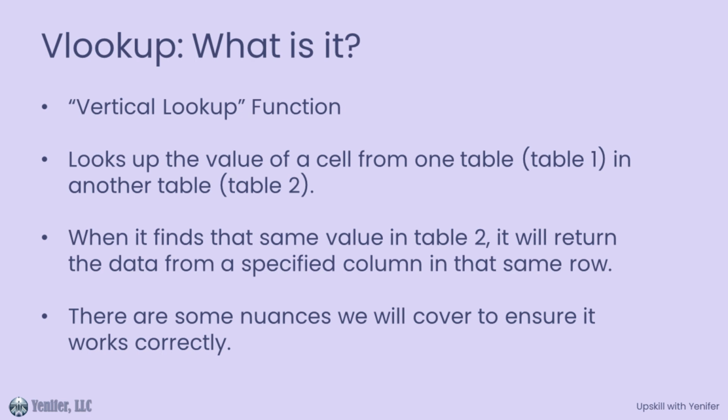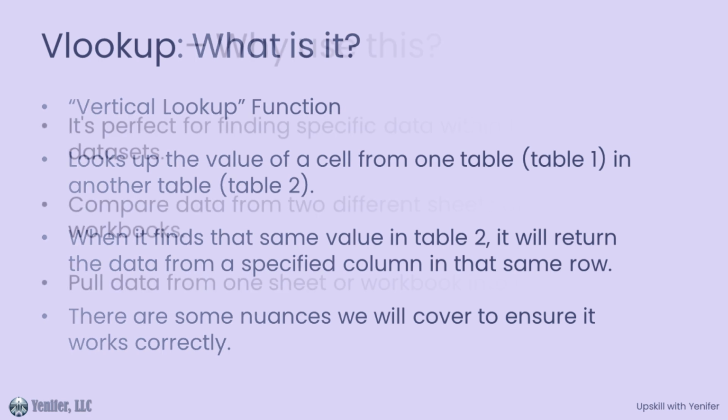But in its simplest form, a Vlookup, or vertical lookup, lets you identify a cell in a table, let's call it Table 1, and use it to look up the value from another table, Table 2. When it finds the same value in a row in Table 2, you can then bring back the value from any associated column in that row. There are some nuances to making this work correctly, which we will also cover.